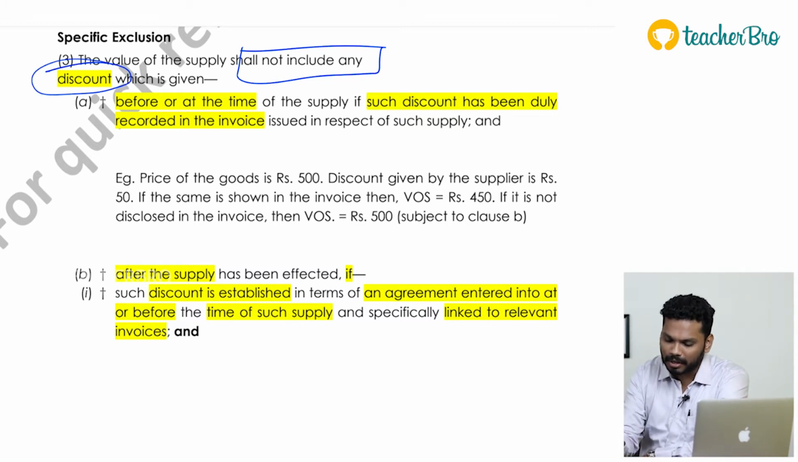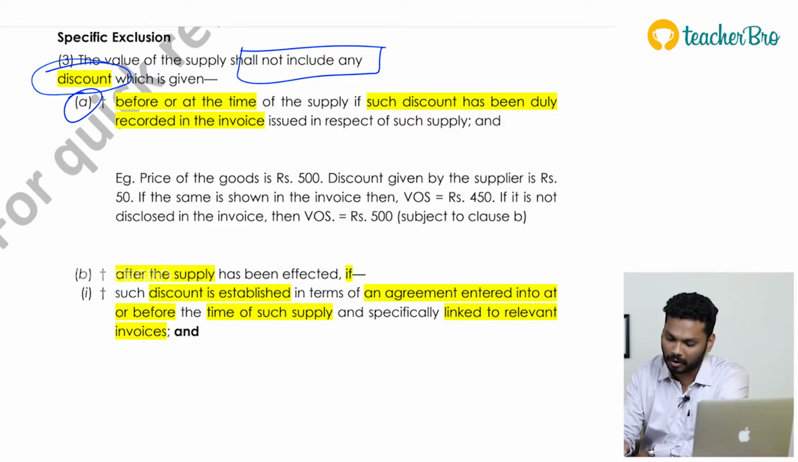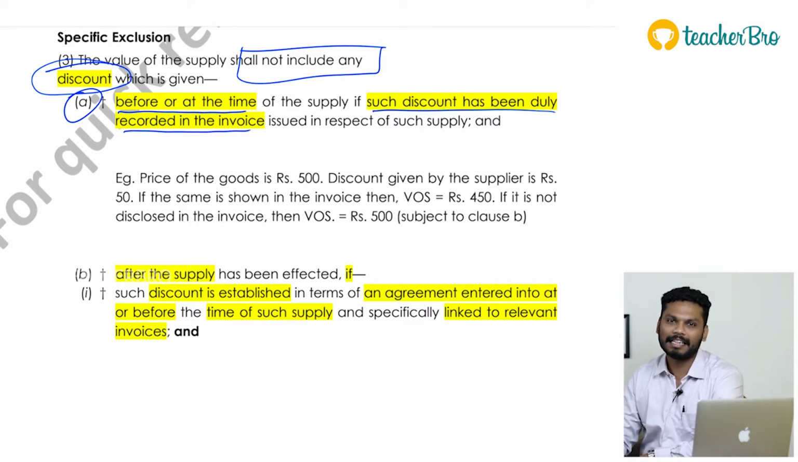Any discount which is, A talks about discount which is given before or at the time of supply. Let us read clause A, which is given before or at the time of supply if such discount has been duly recorded in the invoice. That is the condition. The invoice given to the customer should duly record the discount given.